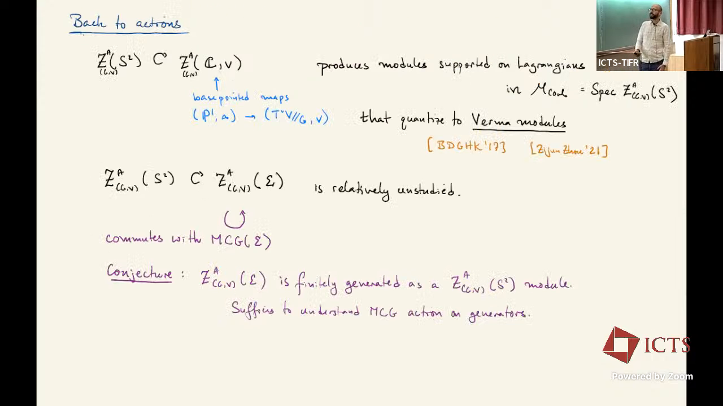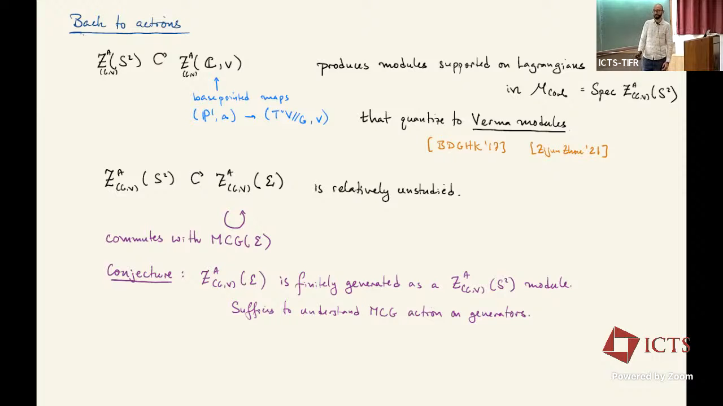One thing to say about expectations here is that there's also a mapping class group action that acts on spaces associated to a surface. These spaces are infinite dimensional generally. The action of Z of S2 should commute with the mapping class group action. And there are various reasons to believe that as a module over Z of S2, these state spaces associated to surfaces are finitely generated.